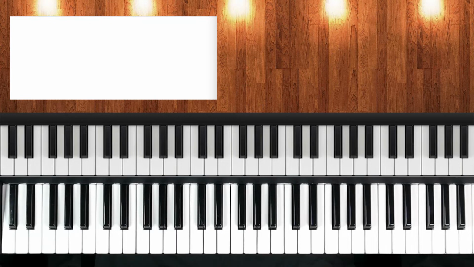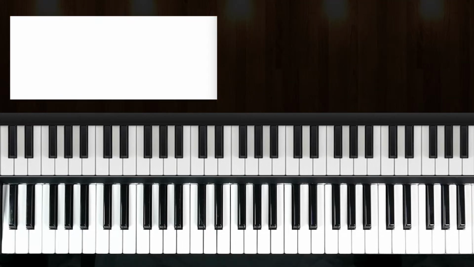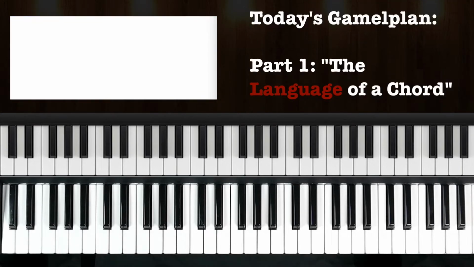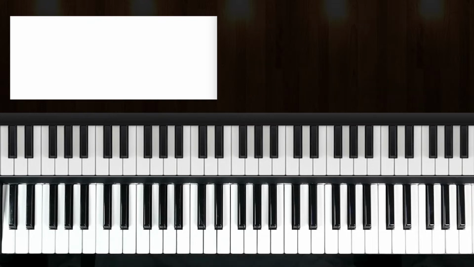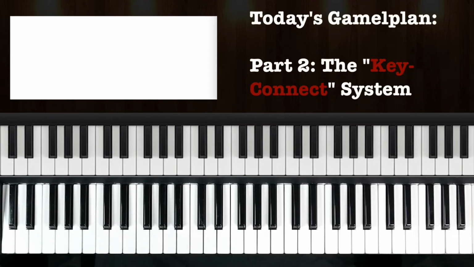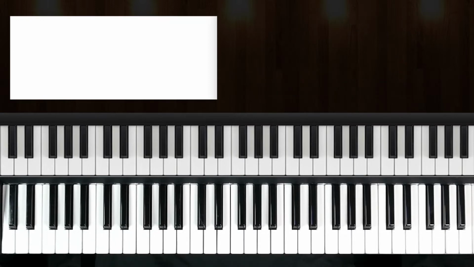Now, I said all that to say that what you've learned so far may have seemed basic and fundamental, but it's crucial that you know those fundamental principles so that you can master what's coming up next. So here's what we've got. We've got 2 parts here in section 2 of Chords 101. Part 1 is titled The Language of a Chord. In this part, you're going to learn how chord names are formed and structured. And then in part number 2, you're going to learn the Power 10 chord progressions and the theory behind them using the Key Connect system. So let's get started with part number 1, the language of a chord.